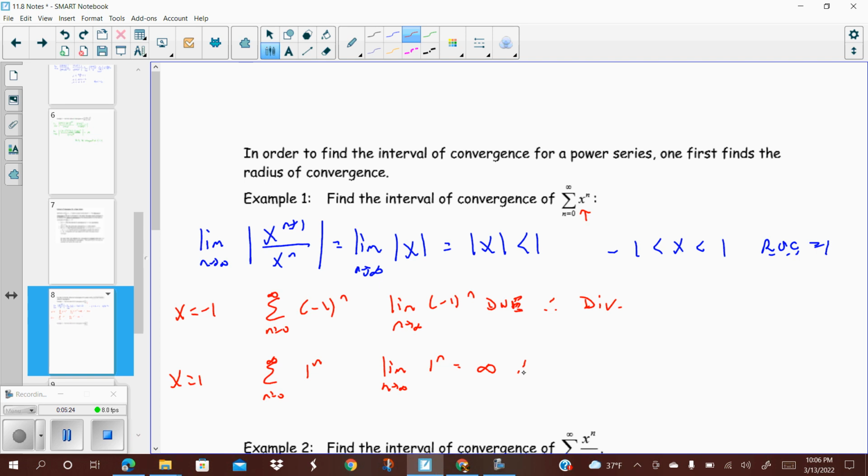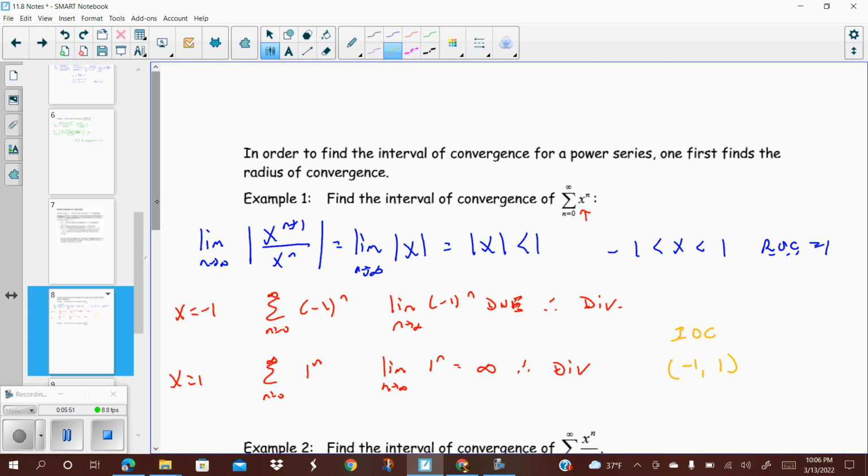So this one is also divergent. And because both of the endpoints were divergent, our interval of convergence, or our IOC, not ROC anymore, is going to be -1 to 1. And these are both parentheses. If it included one of the endpoints, it would be a bracket.